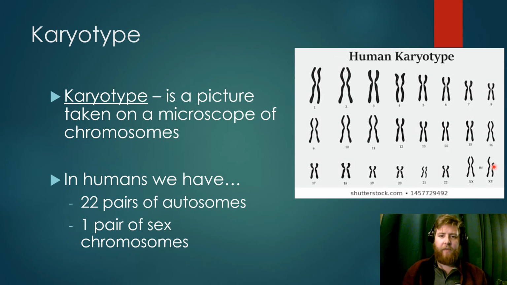When we take pictures of the chromosomes in humans, we call it a karyotype. A karyotype, this picture here, is taken on a microscope of the chromosomes inside of an individual. This is how we first originally found the sex chromosomes. We found them in fruit flies to begin with, Drosophila melanogaster. But in humans, we have 22 pairs of autosomes and 1 pair of sex chromosomes.